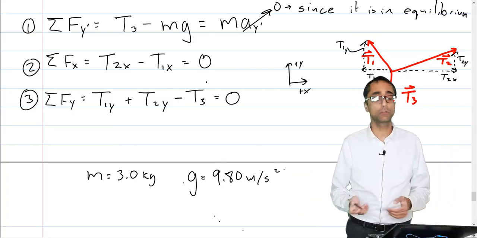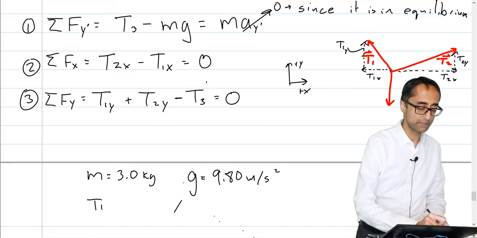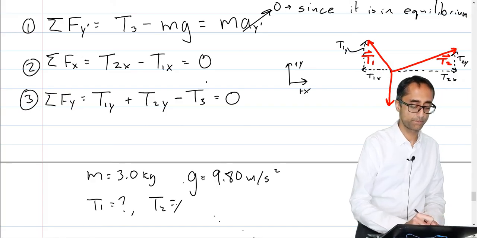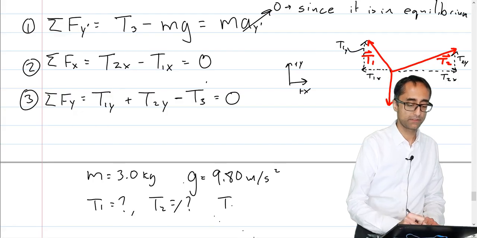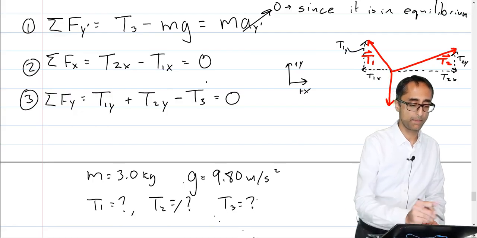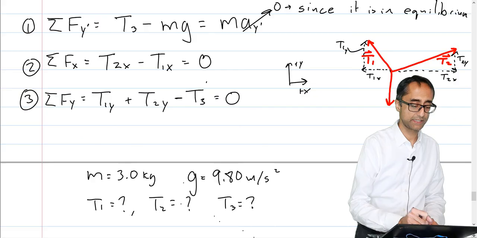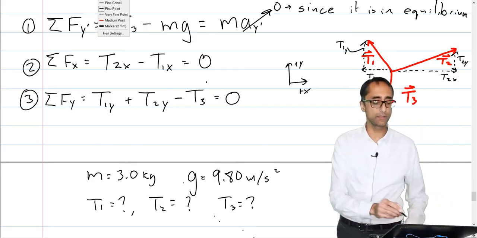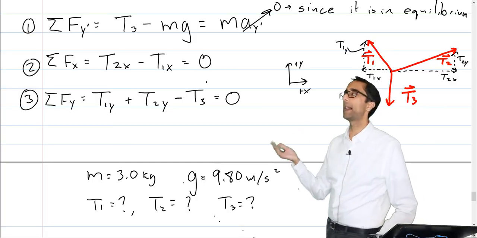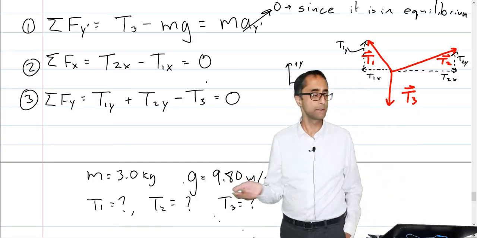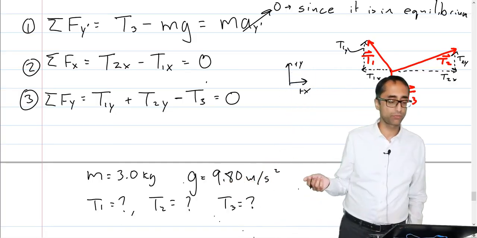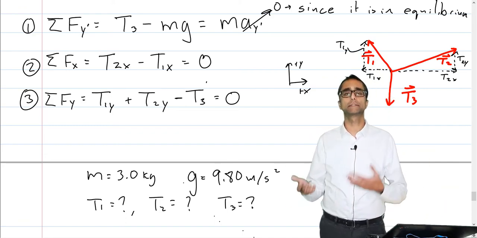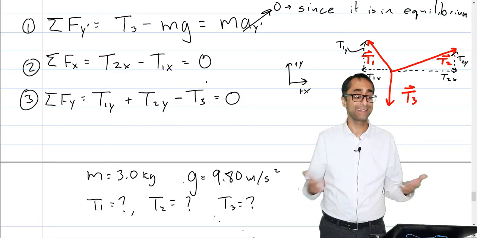But what are we actually looking for? We want T1. We want T2. We want T3. And so these are many unknowns. And for us to get to them, we're going to have to realize that we need to rewrite our equations. Our equations have the unknowns T3, but they're in the terms of T1x and T2x and T1y and T2y. That's too many unknowns.